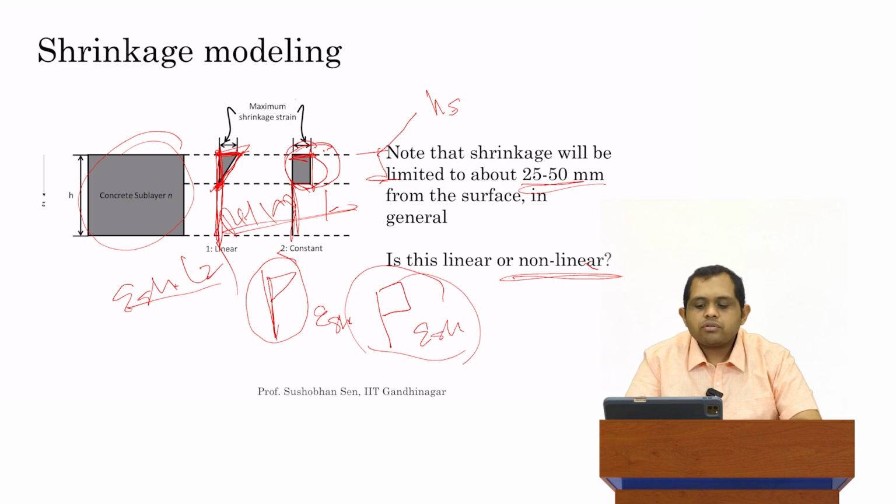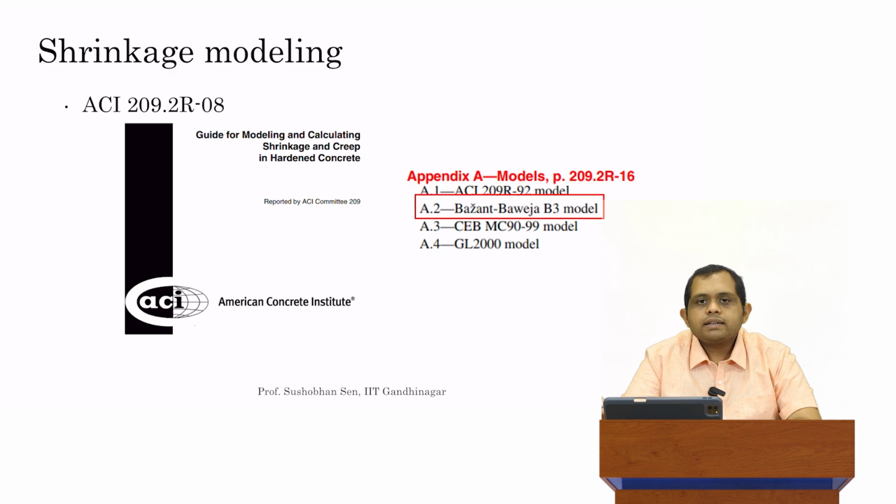Regardless of which distribution we choose, however, ultimately the question is, how do we calculate this maximum shrinkage strain at the surface? Now, to do that, there are several guidelines and recommendations that we can follow. There is an extremely good document, which is ACI 209.2R08. ACI, formerly known as the American Concrete Institute, but now it's just ACI International. It's an international organization based in the United States, which compiles a lot of research based on concrete. And they have several books and recommendations on how to analyze different effects of concrete.